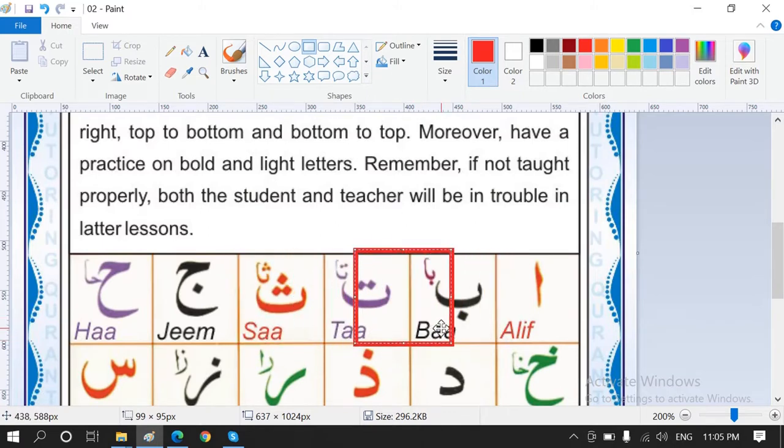Okay. Here, ba, ta, and tha. These three letters have the same shape, so we have to identify them. The one thing that can make a difference between them is dots. Ba has one dot at the bottom. Ta has two dots at the top. And similarly, tha has three dots at the top. So these are three letters in the same shape, and we have to identify them with the dots. This is how you can pronounce these alphabets.